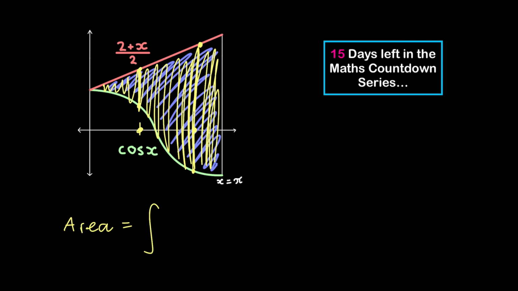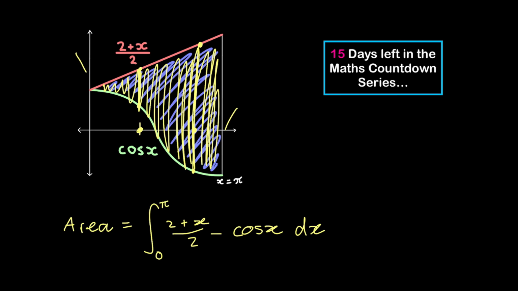So we need to find the length between these two curves. In order to do that, we take the top curve minus the bottom curve. The top curve is (2 plus x) over 2, and our bottom curve is cosine of x. By subtracting the two, we get the distance between these two curves at a particular x value. But now we need to integrate between 0 and pi. So our bounds for integration are 0 and pi.